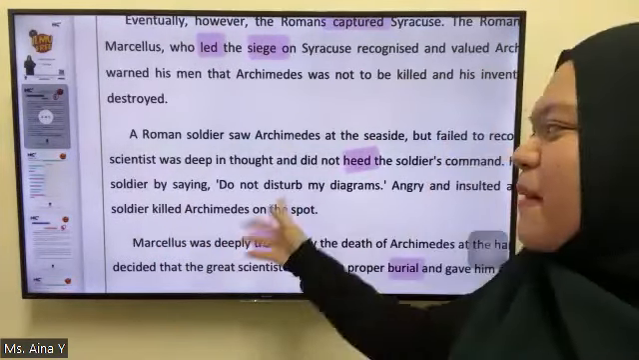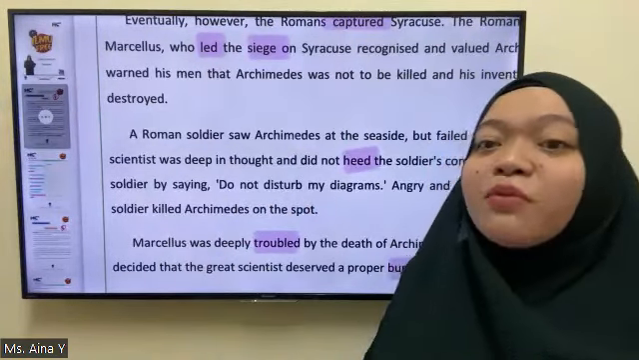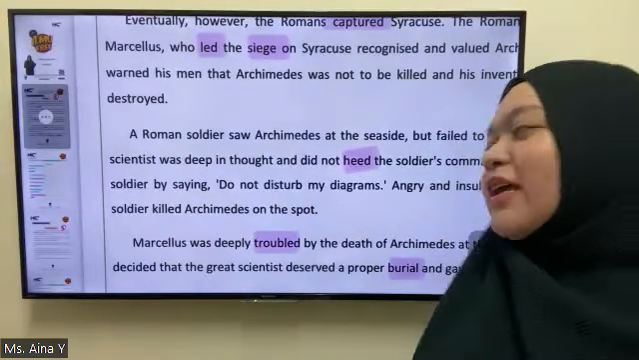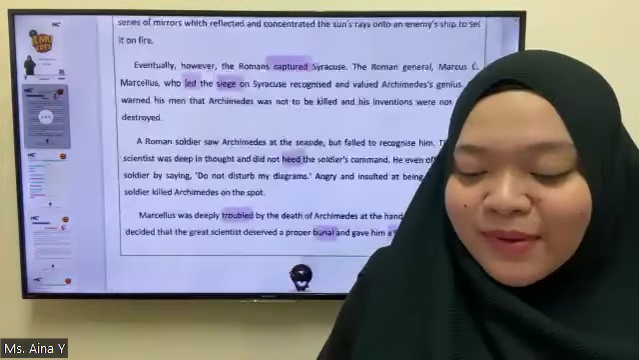Okay? What is this particular diagram? I'm not sure. Tak tahulah diagram apa yang dia cuba cakap kat sini. Mungkin dia adalah tengah buat benda time tu kot. Okay? So mati, dia pun kena tembak dekat situ. Sebab apa? Sebab langgar peraturan.